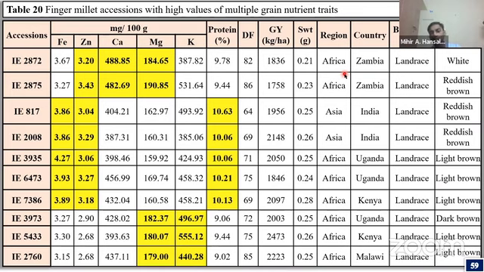All of these accessions are landraces, and all come from five countries: India, Zambia, Uganda, Kenya, and Malawi.